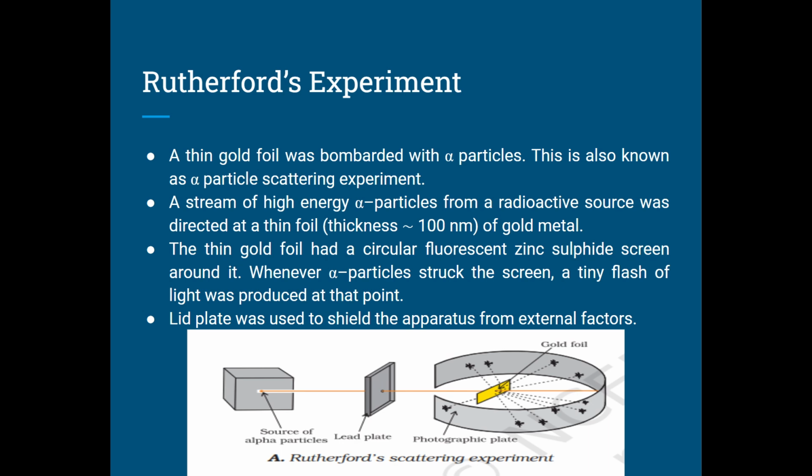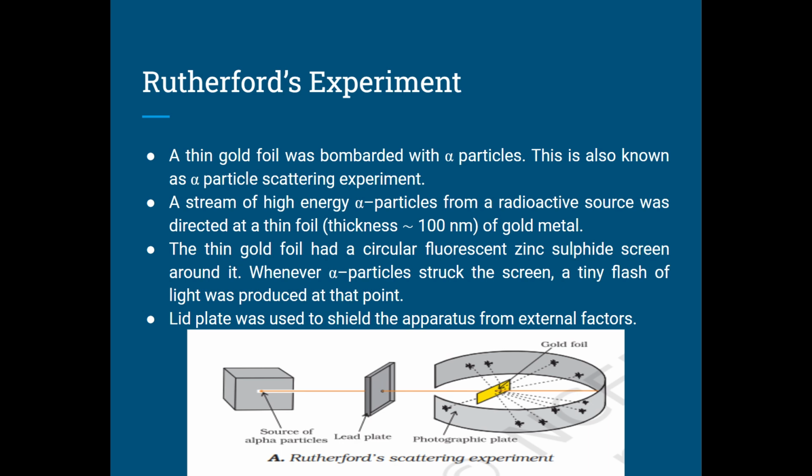I have explained the use and purpose of all the things that are used in this setup. So you just note them down and learn them. Okay, so let's repeat once again if you want. This box kind of thing was your source of vapor particles, it was radioactive, and this plate was your lead plate. Why was it used? This was used to shield the apparatus from external forces.